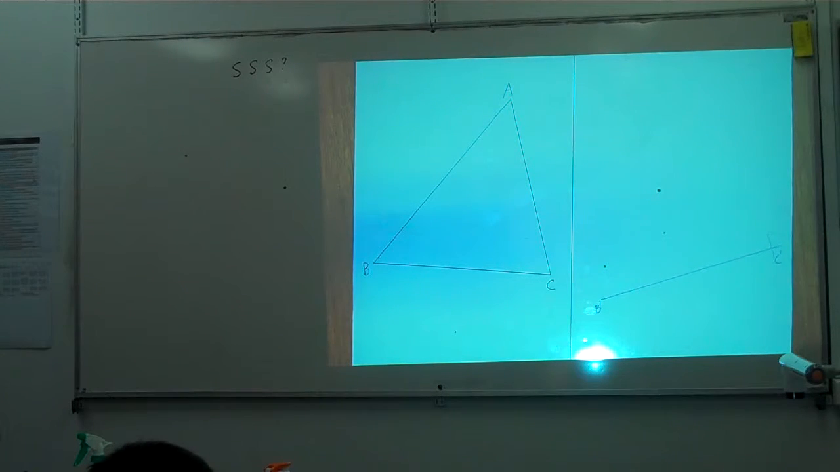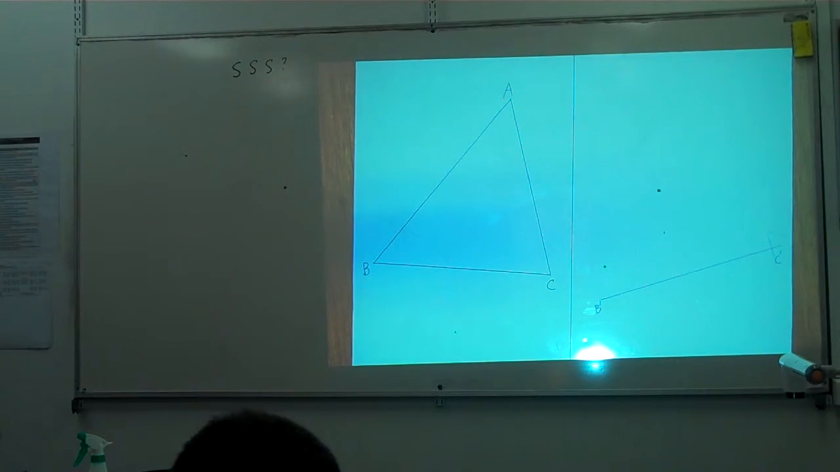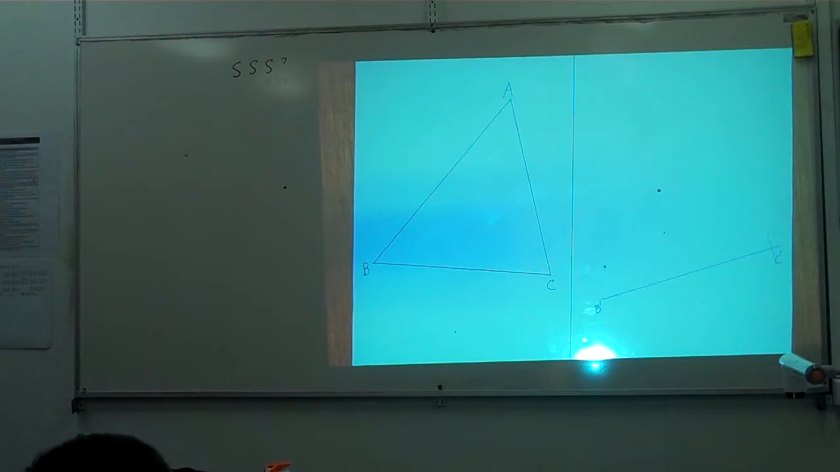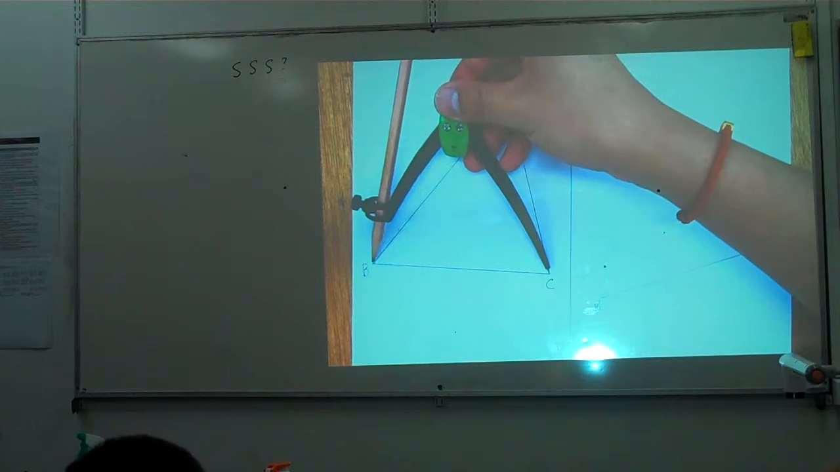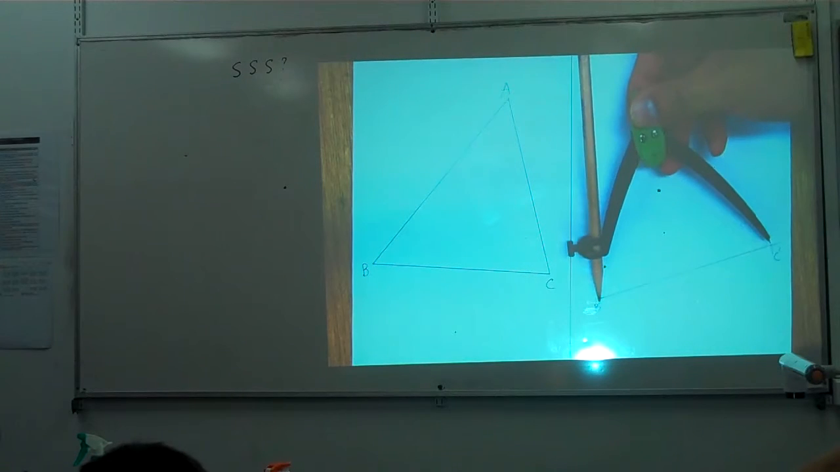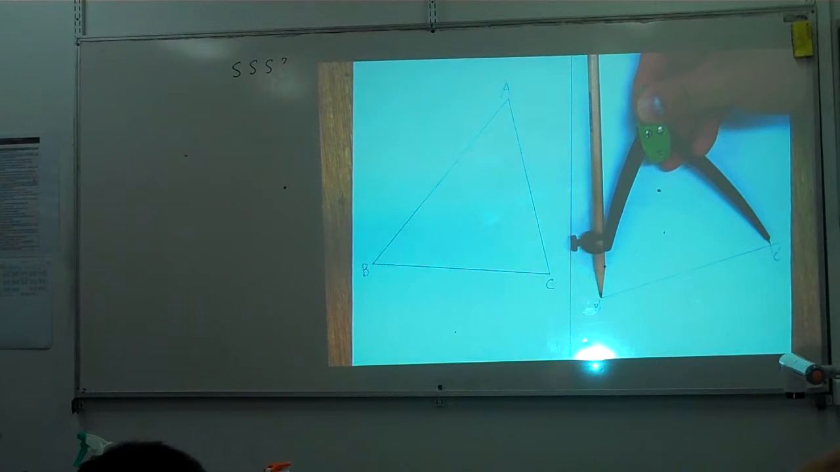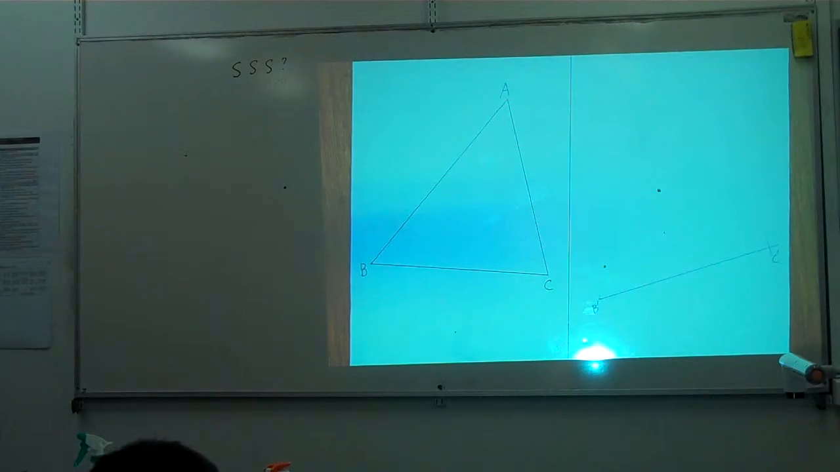Okay, so I measure C dash. Is BC equal to B dash C dash? Are they equal? Yes. Alright, you use the compass to make sure they are equal, because the opening is equal. Alright, they are equal. Good. Now, this part is easier.